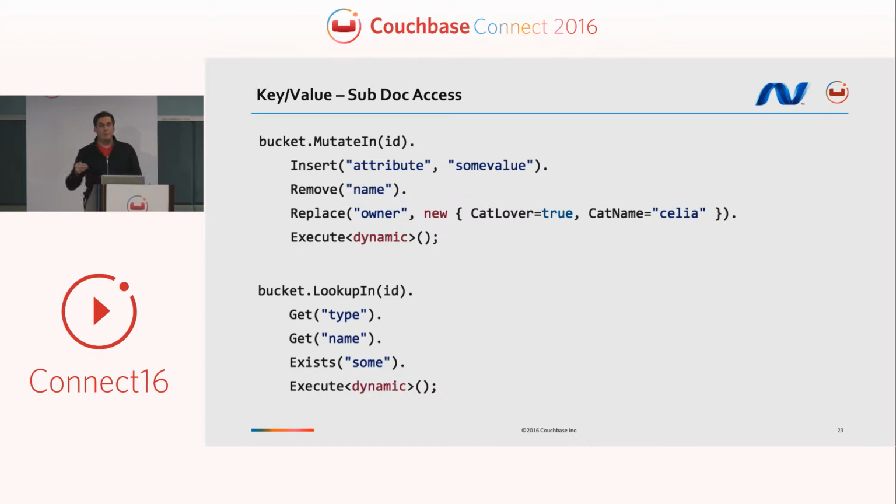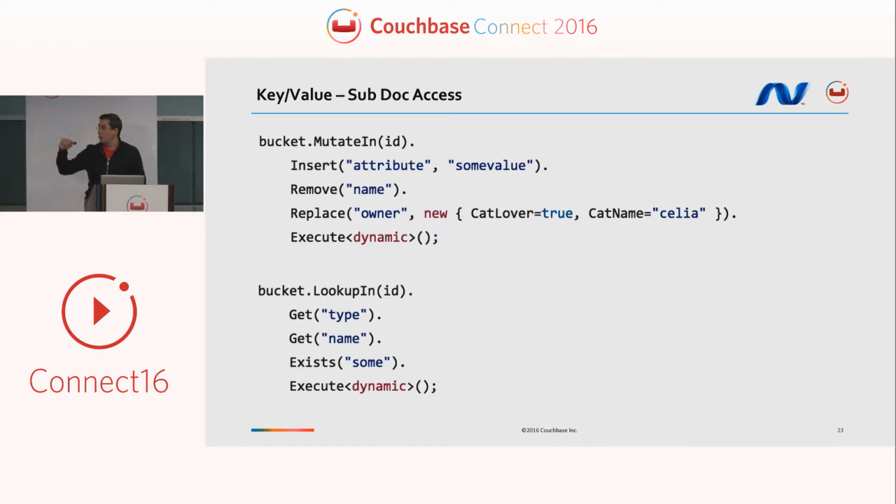Previously, what you would have to do is load the document, then change it on your application side, and then store it back with the replace operation and give it the CAS value, the compare-and-swap value that you got from the get operation, to handle optimistic concurrency. Because what you don't want is someone modifying the same document at the same time, and then you get data loss, right, if you're not careful. With this, you completely avoid all of that since it's in one atomic operation on the server side, and you don't need to deal with optimistic concurrency at all.